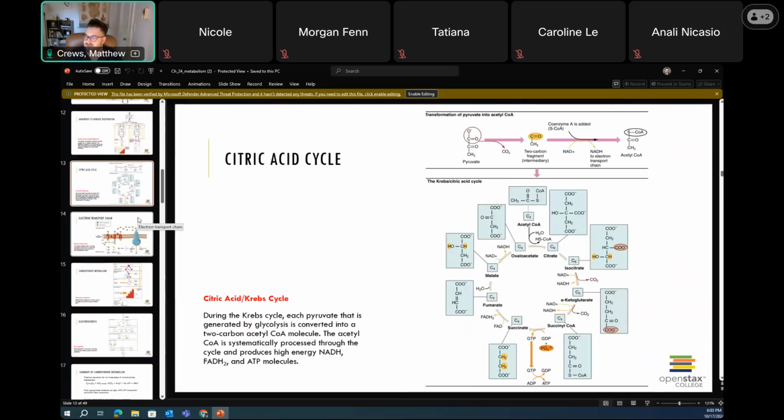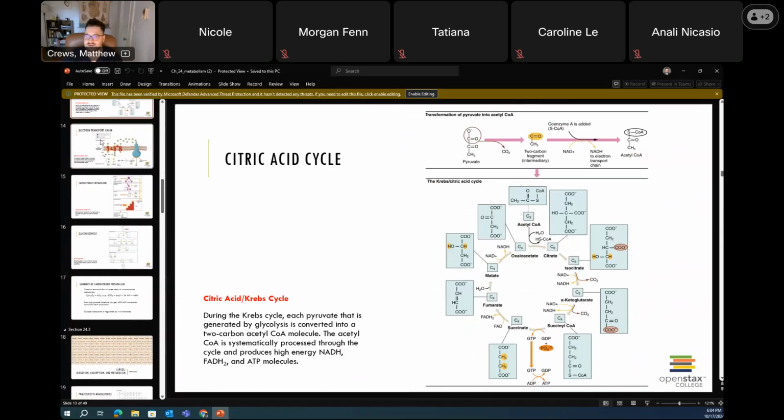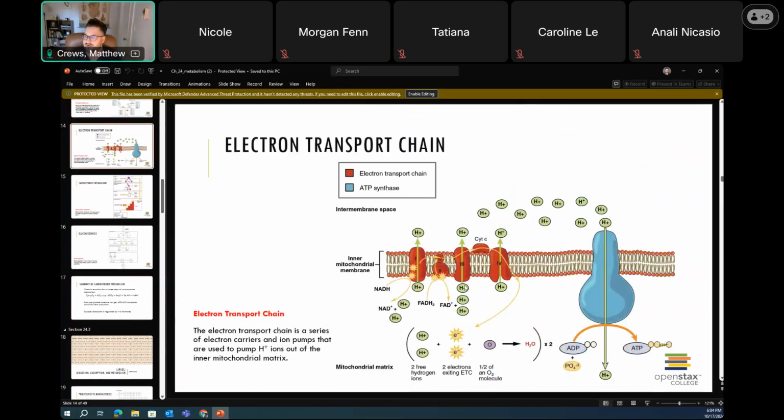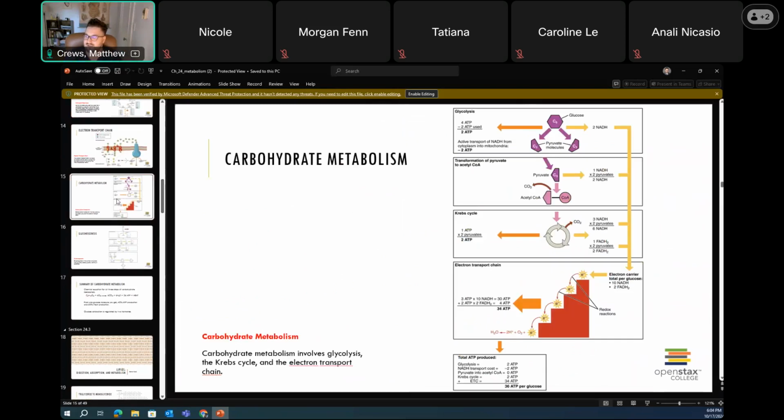And then there's the Krebs cycle, aka the citric acid cycle. So know this. You're going to want to. Practice it. Go home. You are at home. Stay home. Close yourself in your room and practice it. The electron transport chain happens, and that's carbohydrate metabolism.